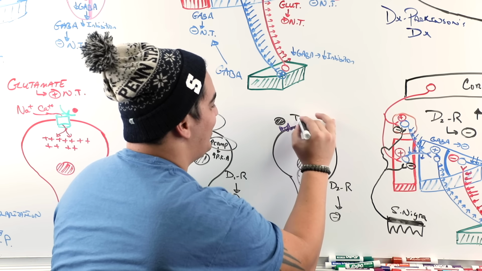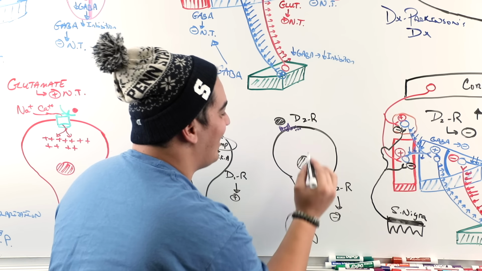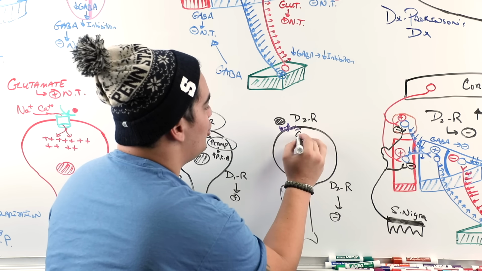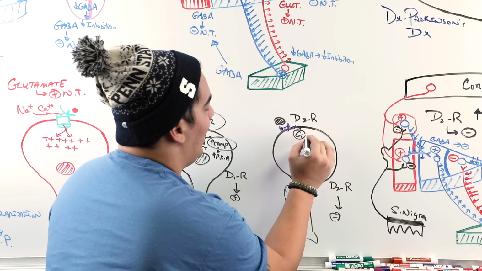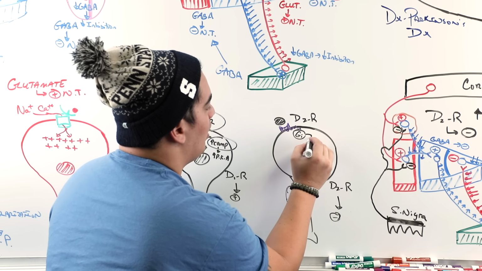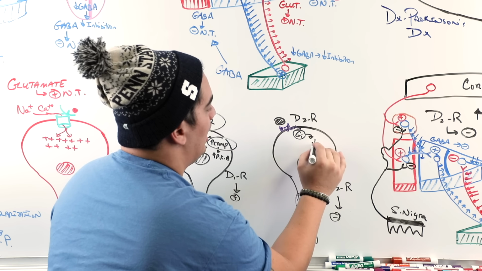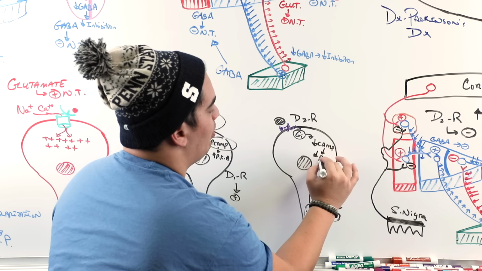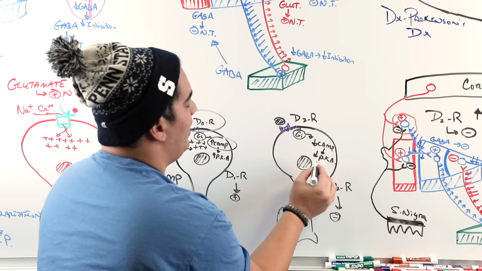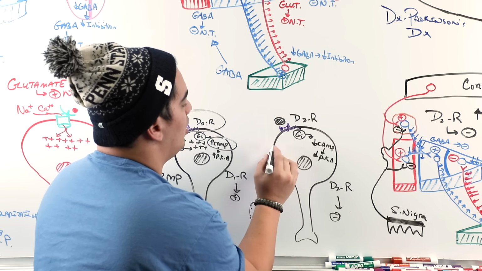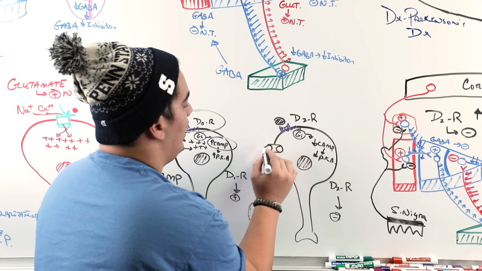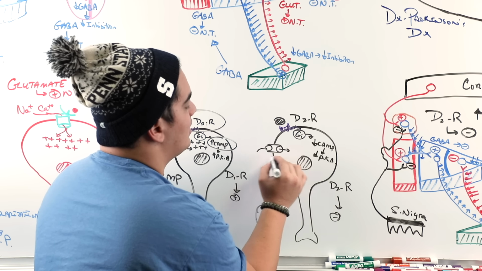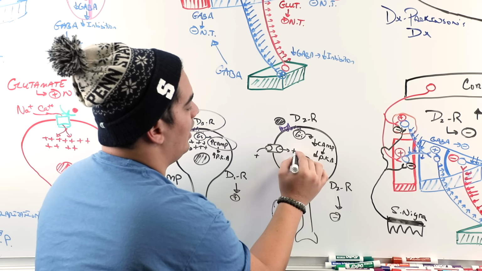Guess what? The D2 receptors are just the exact opposite. They work via the G inhibitory protein. And G inhibitory protein will actually do what to cyclic AMP? It will decrease the cyclic AMP levels. That means decrease protein kinase levels. That means decreased phosphorylation of channels in the membrane, and that means what? Less positive ions are moving in here.